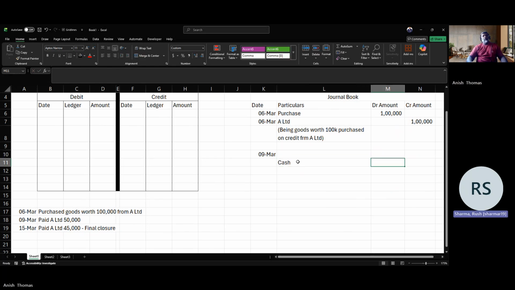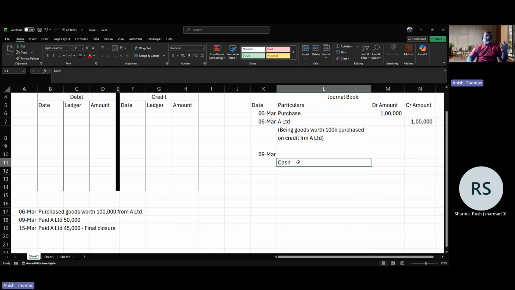But the company is the receiver, right? Yes. So what happens to the receiver? We debit the receiver. So I debit A Limited. Who is the receiver? Receiver is A Limited. And what is going out? Cash is going out. See, we first apply: okay, who is the receiver? Who is the giver over here? The receiver is A Limited.